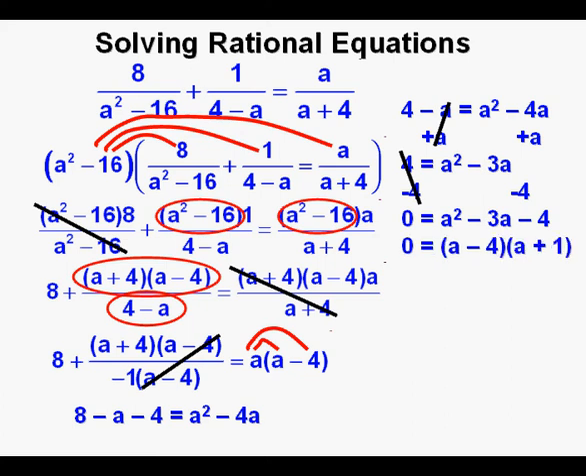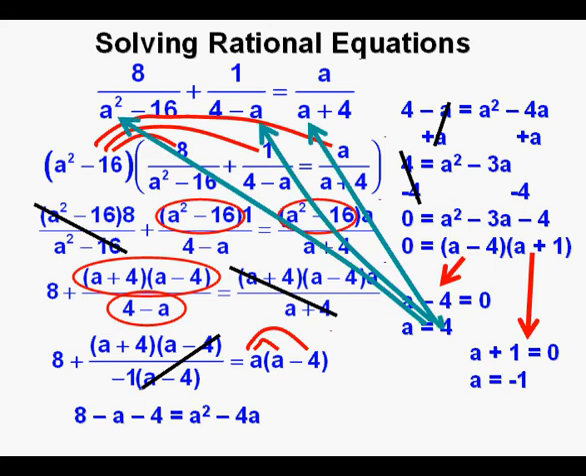And the trinomial a squared minus 3a minus 4 factors out to quantity a minus 4 times quantity a plus 1. And to solve, we break this equation into two separate pieces. We have a minus 4 equals 0, and we also have a plus 1 equals 0. So for the left equation, solving for a, we have a equals 4, and for the other equation, solving for a, we have a equals negative 1.